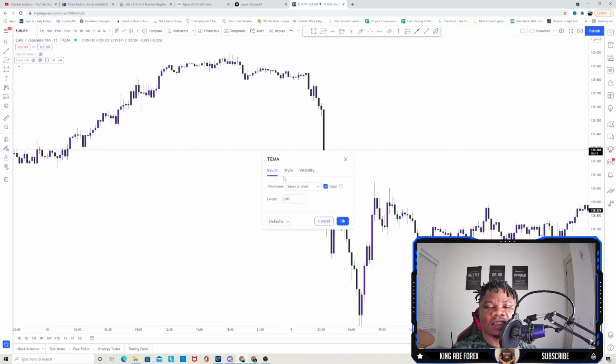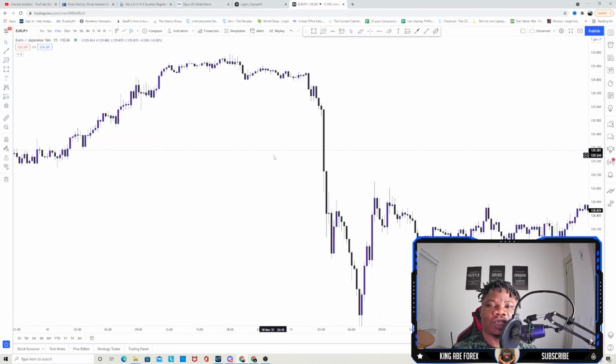Once you get to settings, I want you to focus on changing the inputs. You change that to 200, and for the style you can use whatever color you want, and we're going to make it bold so we can see it clearly. Once you're done, you just click on OK. Now we're not going to add it onto our chart yet because, like I told you guys earlier, we need to figure out our highs and our lows.